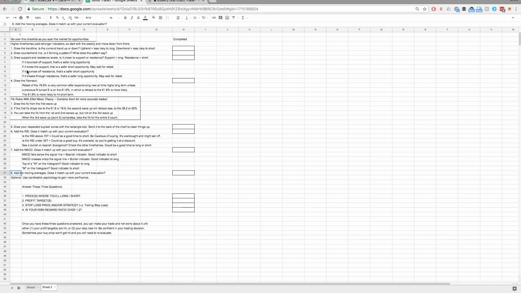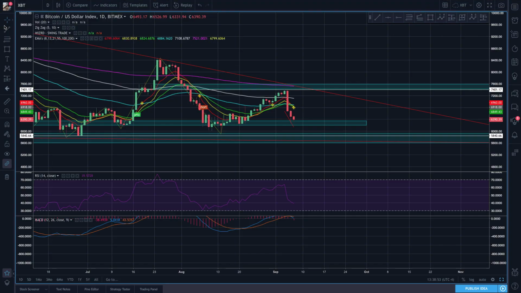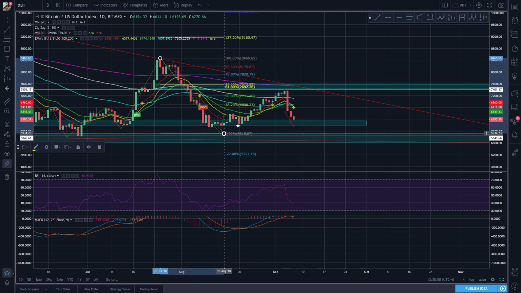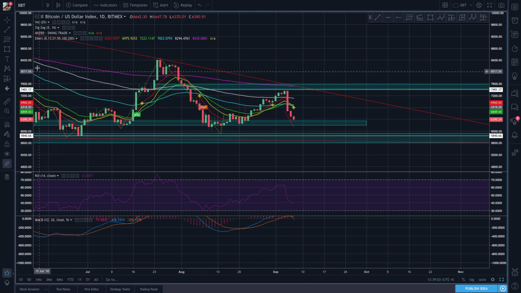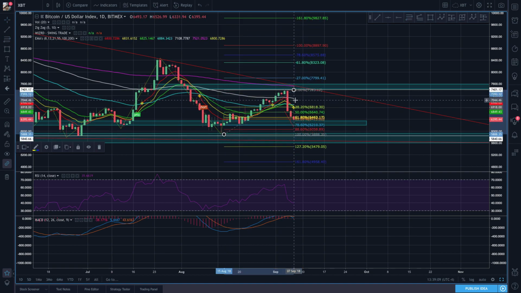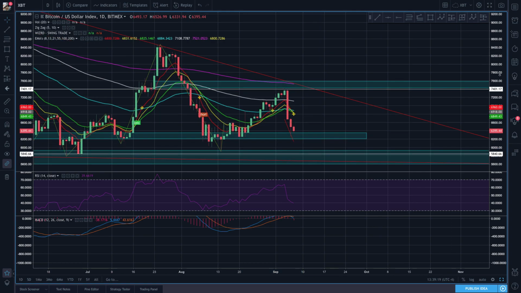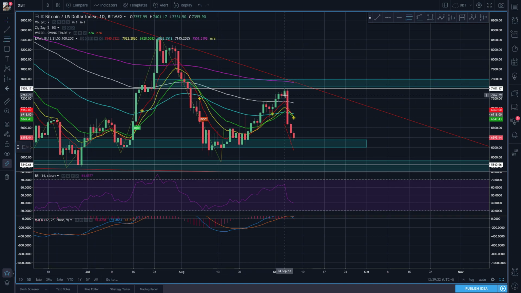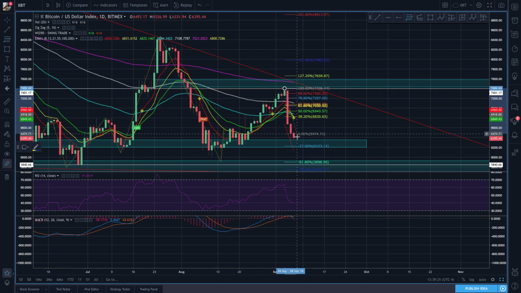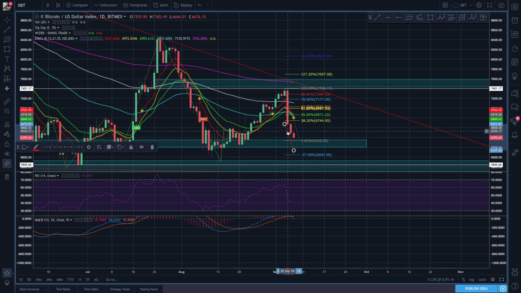What was the next one? It was the Fibonacci. Well, what did we just say? Fibonacci. We saw it got rejected right below the 61.8, and it came back down. So now what we're going to do is this right here. It got rejected a little bit below 61.8 down here. Let's just take this from the top to the bottom, right?